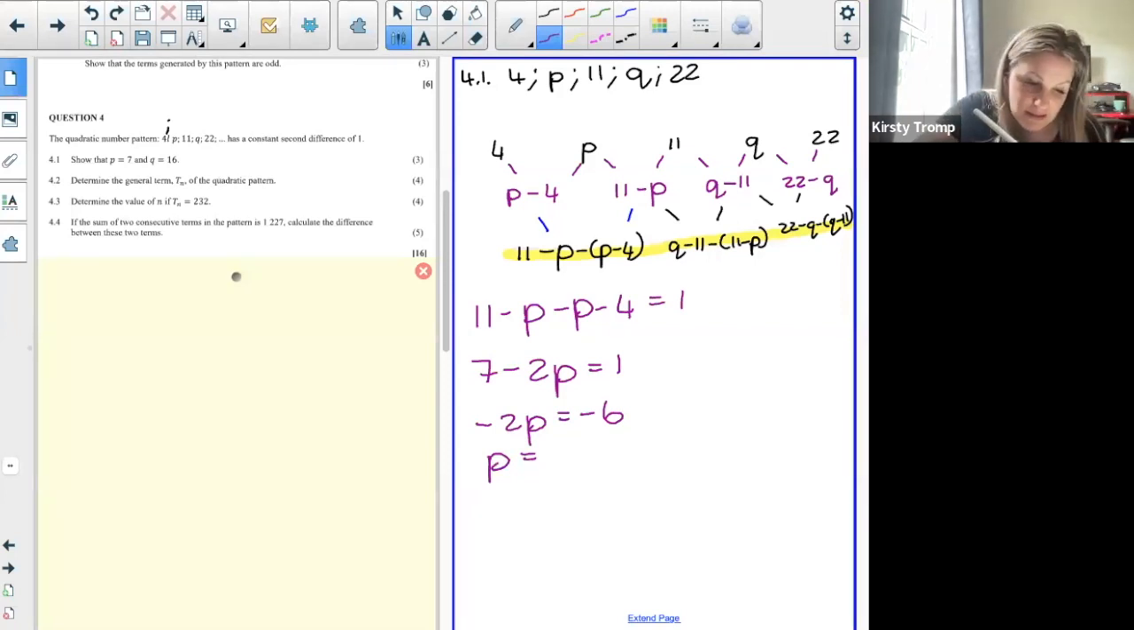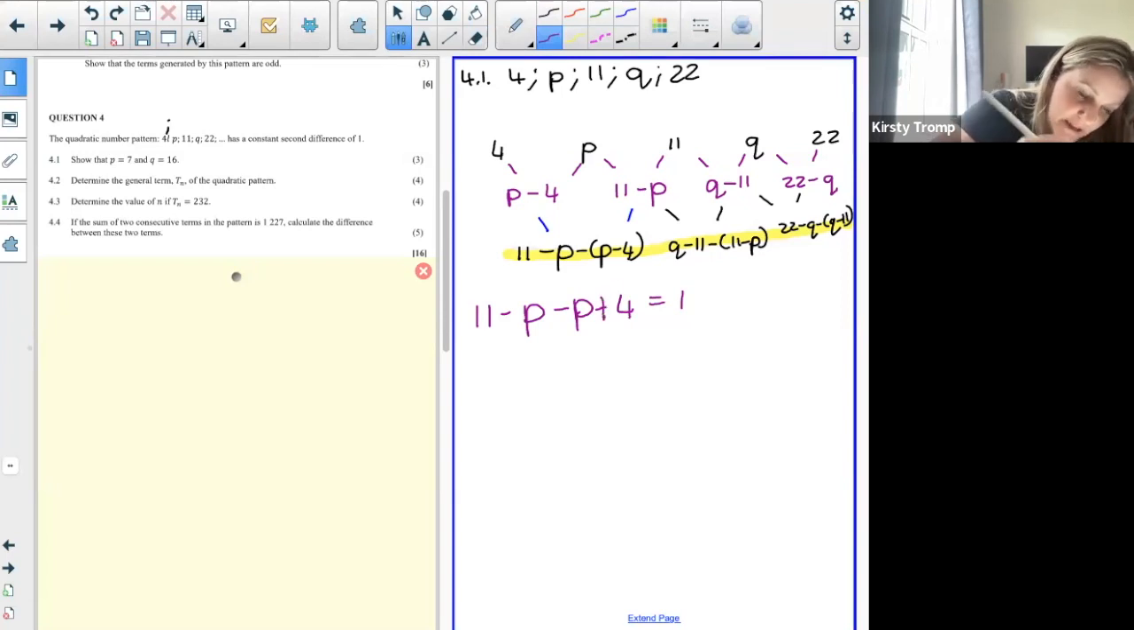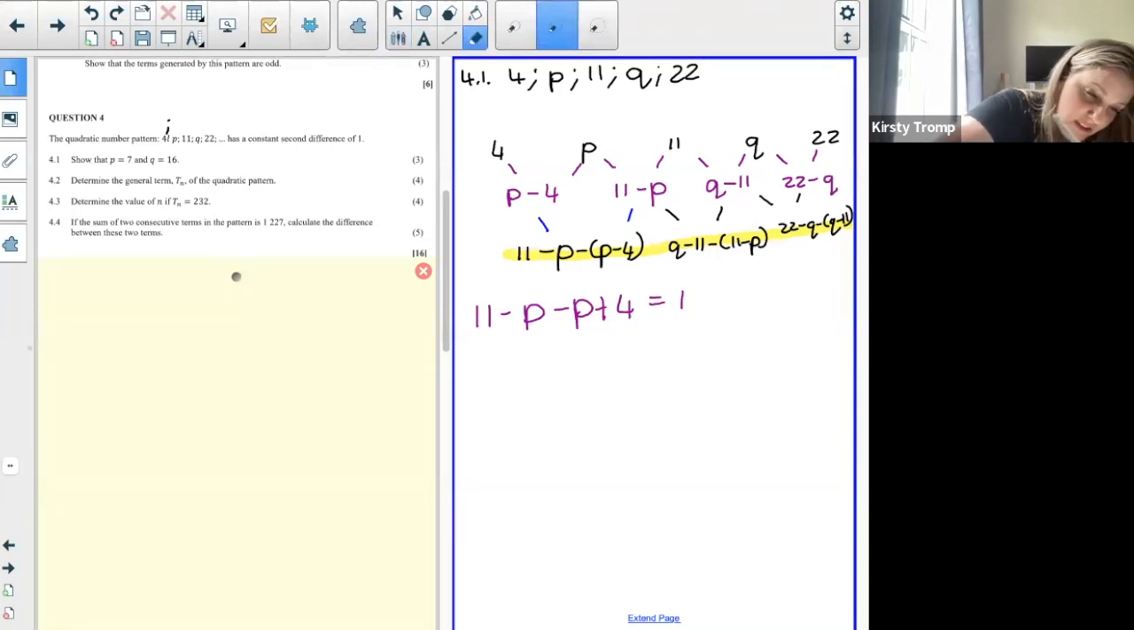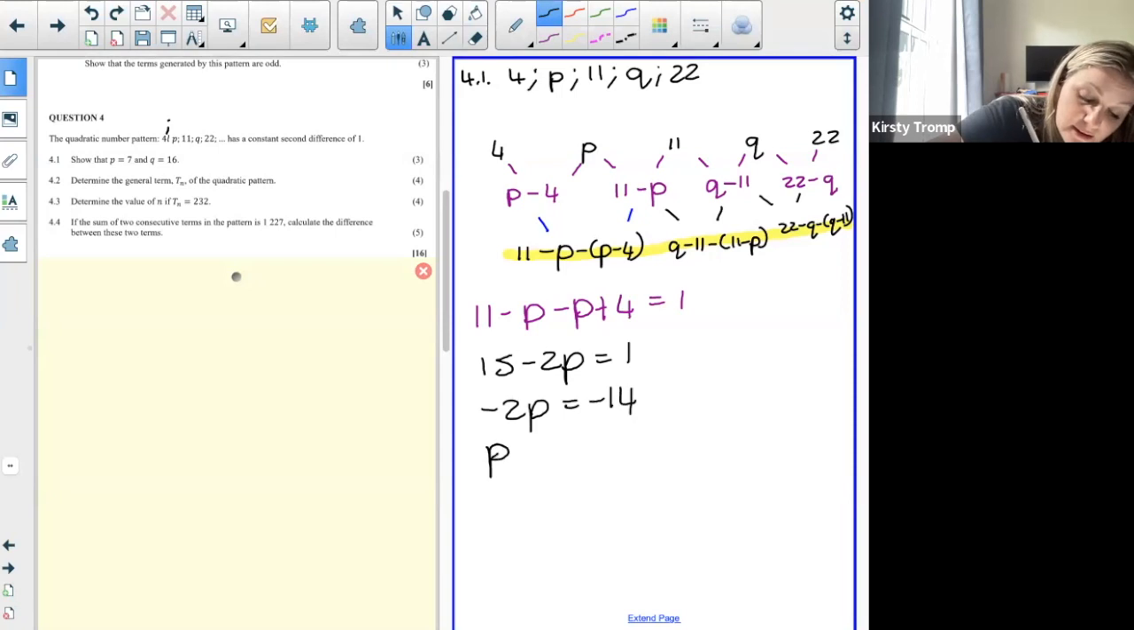Oh, what am I doing? Guys, I left out a negative here. Apologies, I left out my brackets and my negative. There we go, plus 4. So I've got 11 minus 2P. I think I'm rushing. Let's just calm down. So I've got 15 minus 2P equals 1. Negative 2P equals, taking this across to the other side, negative 14. P equals 7. That's better.